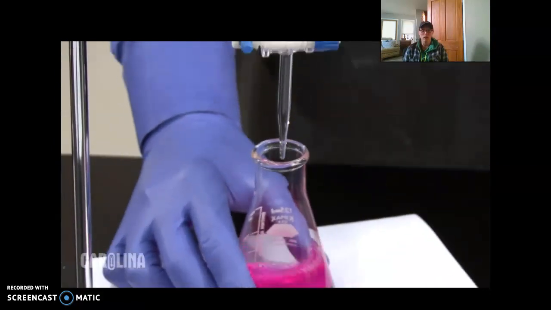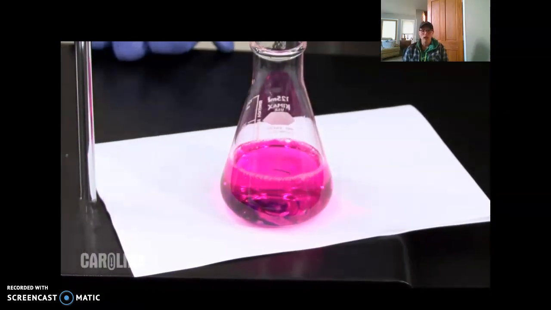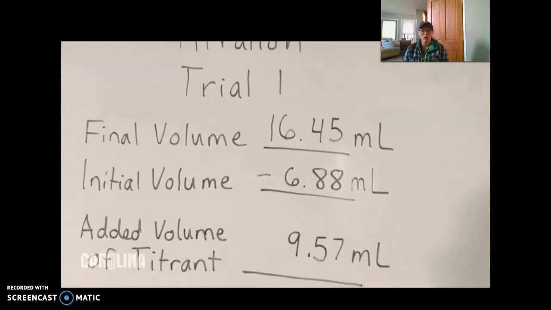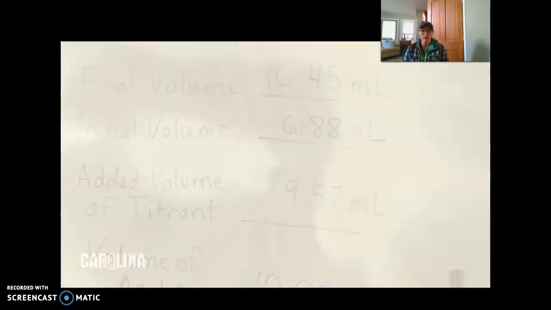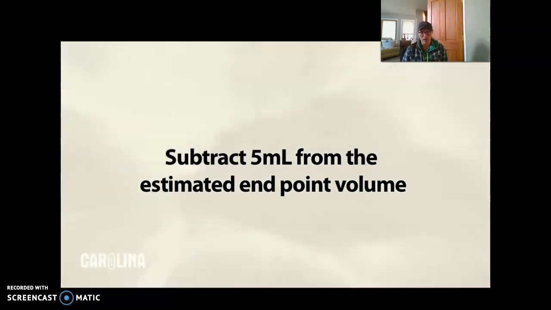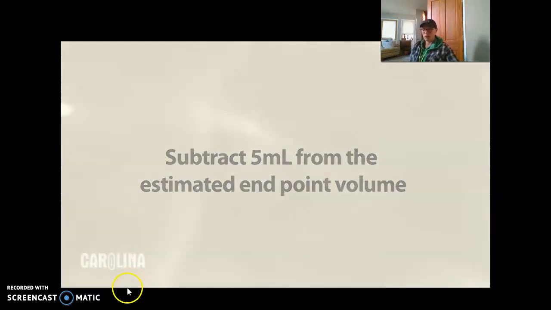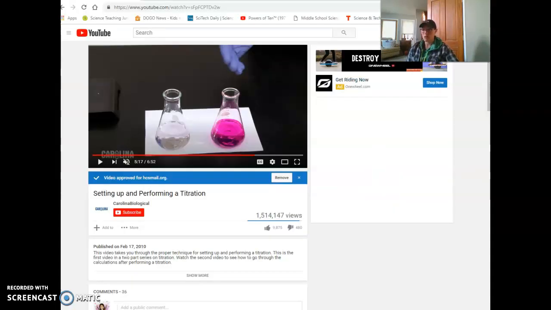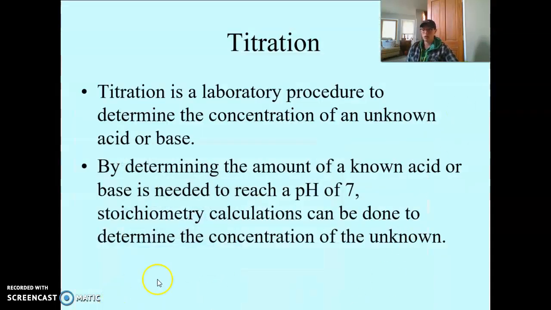Oh, it turned pink. So now he's going to put a little bit more acid in there, and he's going to figure out how much did it take for it to just get to that point that it's pink. And then he's going to be able to do some calculations with that, which is what we want to talk about here. So we're going to go ahead and stop watching this and switch back to our PowerPoint and look at how we do those calculations.